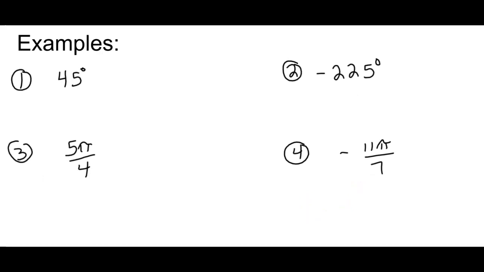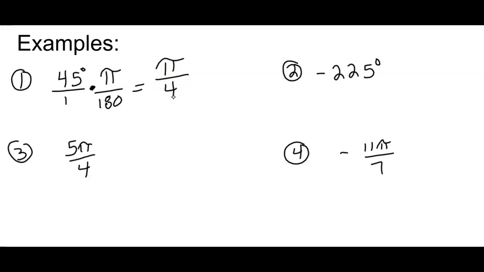Here are a couple examples. So 45 degrees, if I want to change that to radian, I'm going to put it over 1. I'm just going to simply multiply by pi over 180. So 45 pi over 180, you're going to leave pi in your answer. And then all you're going to do is reduce your fraction. So 45 over 180 is 1/4. So this reduces to pi over 4.